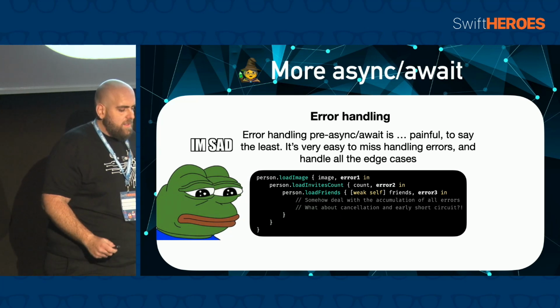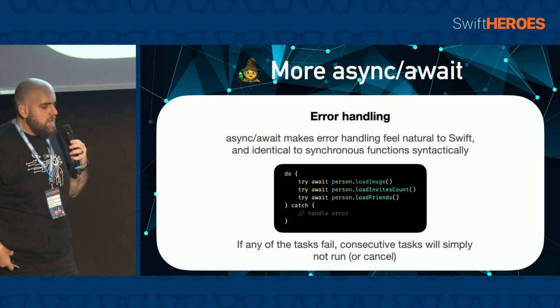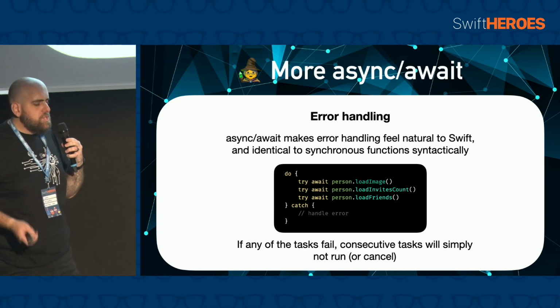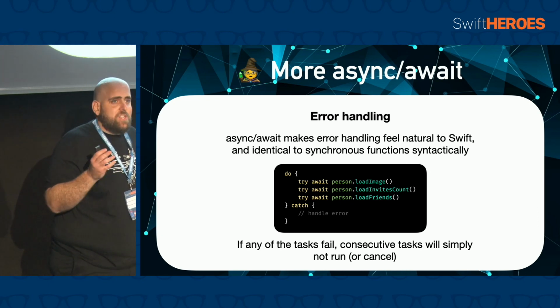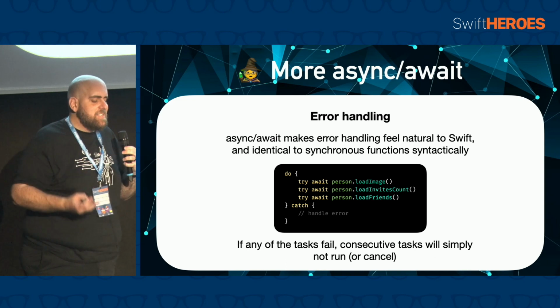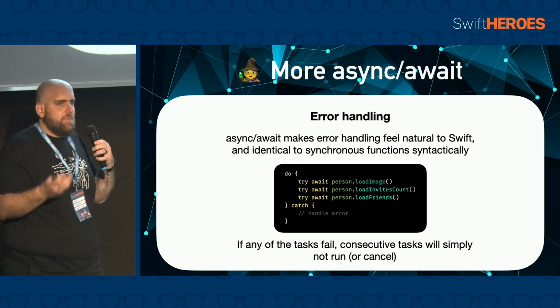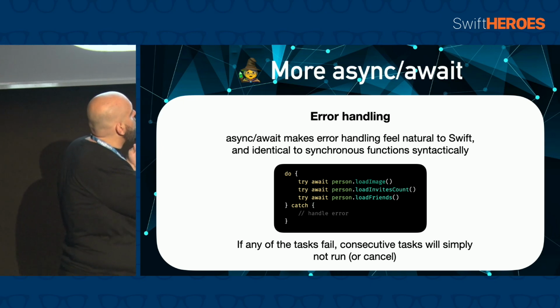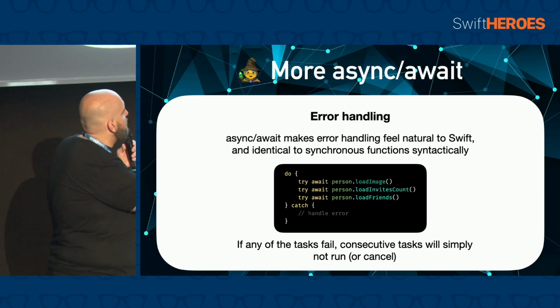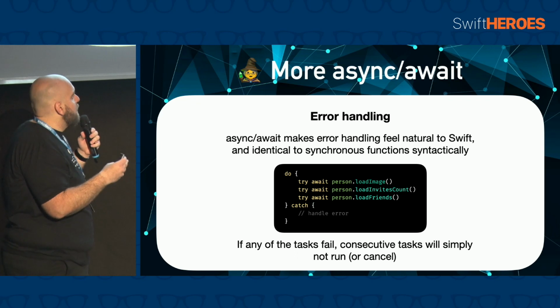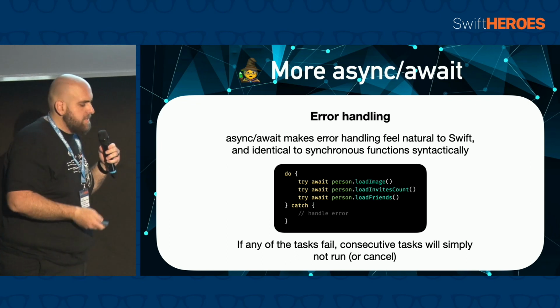If we look at the async await variant of this, aside from looking much, much simpler to read, again, synchronously read but asynchronously executed, if any of the tasks are failing, it is not going to move on to the next one. So if load image throws, it would just stop execution, go to the catch block exactly like you expect, and would cancel the other pending tasks.